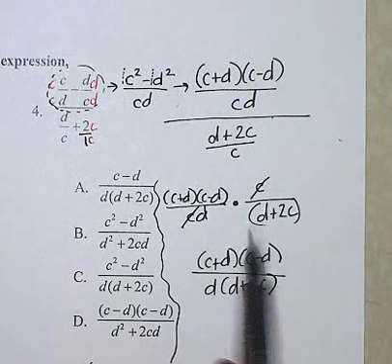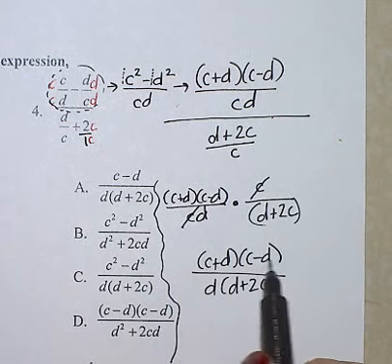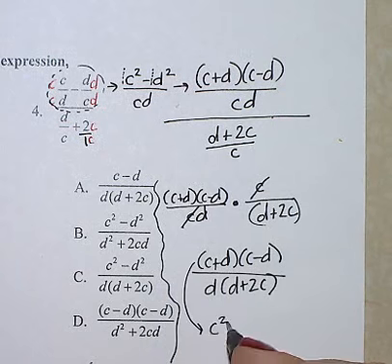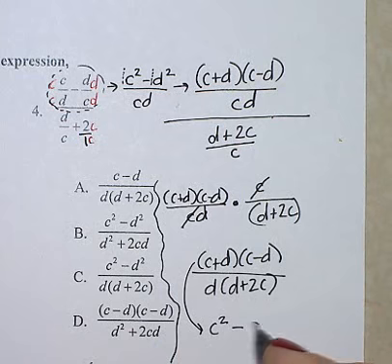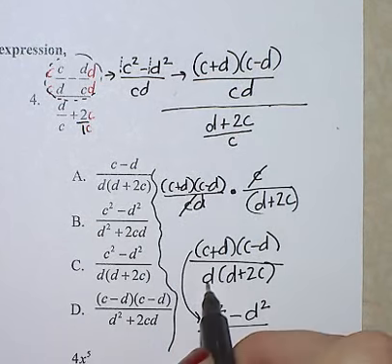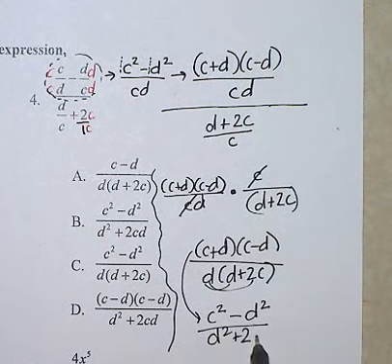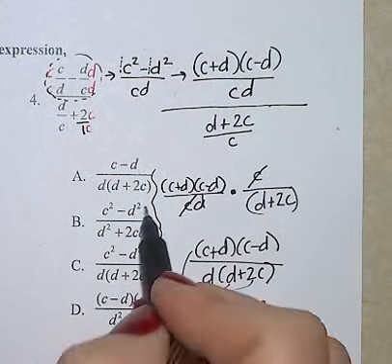Okay, remember, this is equivalent, if you FOILed this out, it's equivalent to C squared minus D squared. And if I distribute the D, I get D squared plus 2DC. Correct answer is B as in boy.